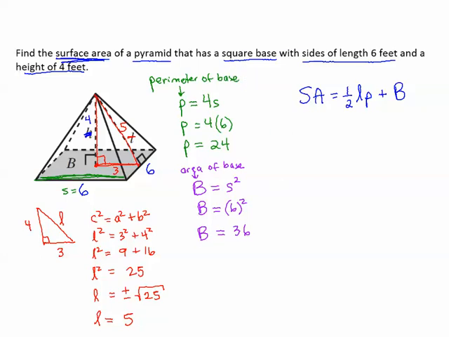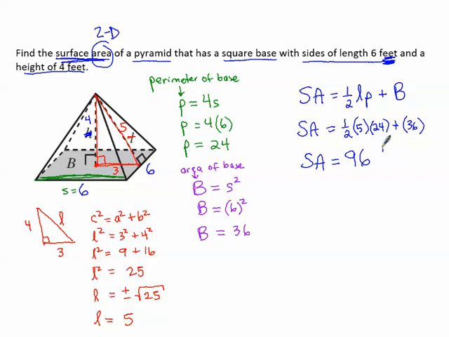Let's go ahead now and plug these values into our formula. Now that we have them all, L we found was 5, P 24, and B 36. Computing that, we get that the surface area is exactly 96 because the units are feet and we're finding area. Area is 2 dimensions, so it's going to be feet squared or square feet. There is our surface area.